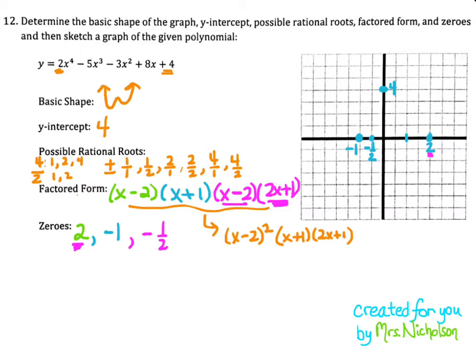So my graph is going to start at positive infinity, come down through negative 1, back up through negative 1/2, through the y-intercept of 4. It's going to come down to 2, but remember that's our double root. And so we're going to turn around and go back up. And that gives us the graph of this polynomial.